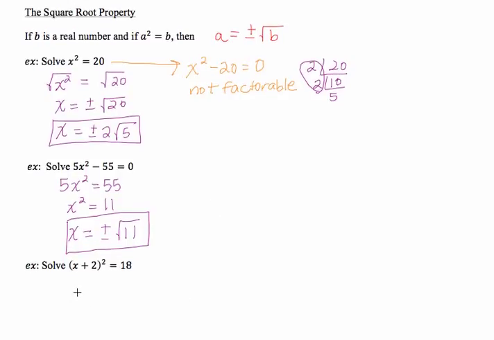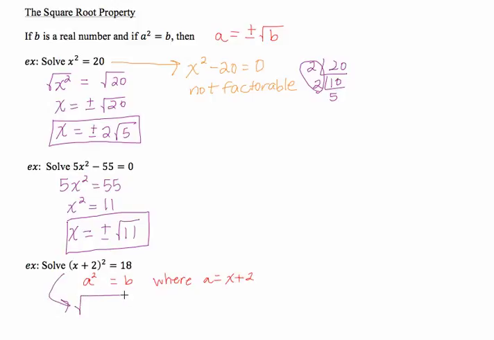Okay, this next example, we're building up here to completing the square. And this next example is sort of like what you'll see when you complete the square. Now it's of a different form. It's x plus 2 all squared equals 18. It's still of the form a squared equals b, where a corresponds to x plus 2 and b would correspond to 18. So you can still use the square root property and take the square root of both sides.